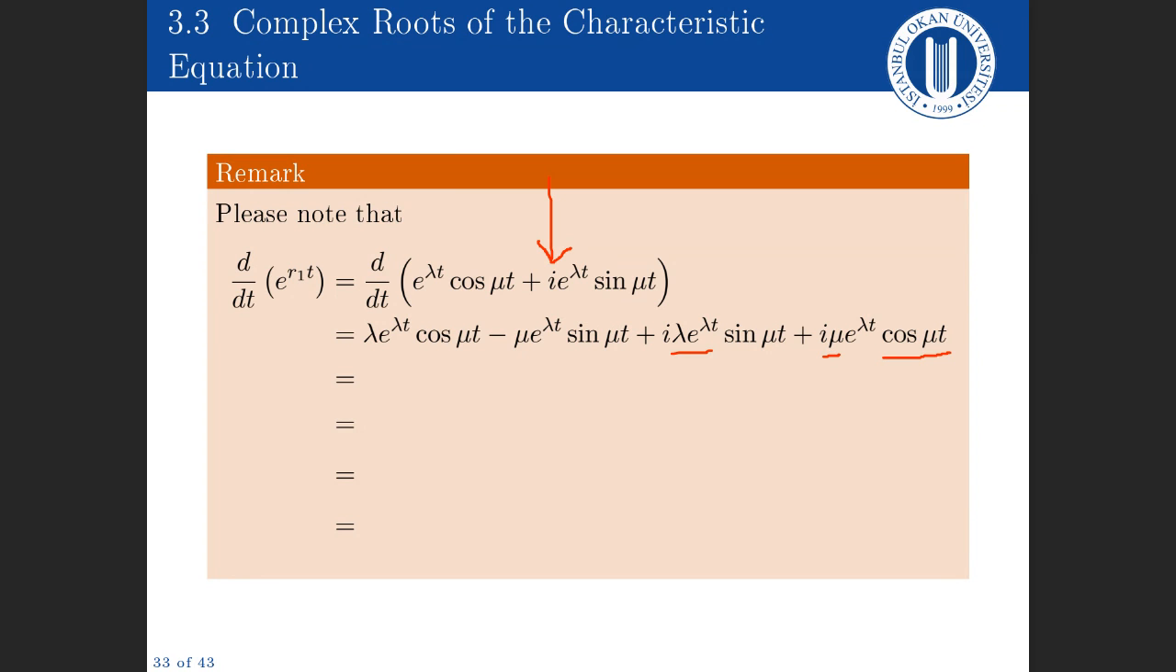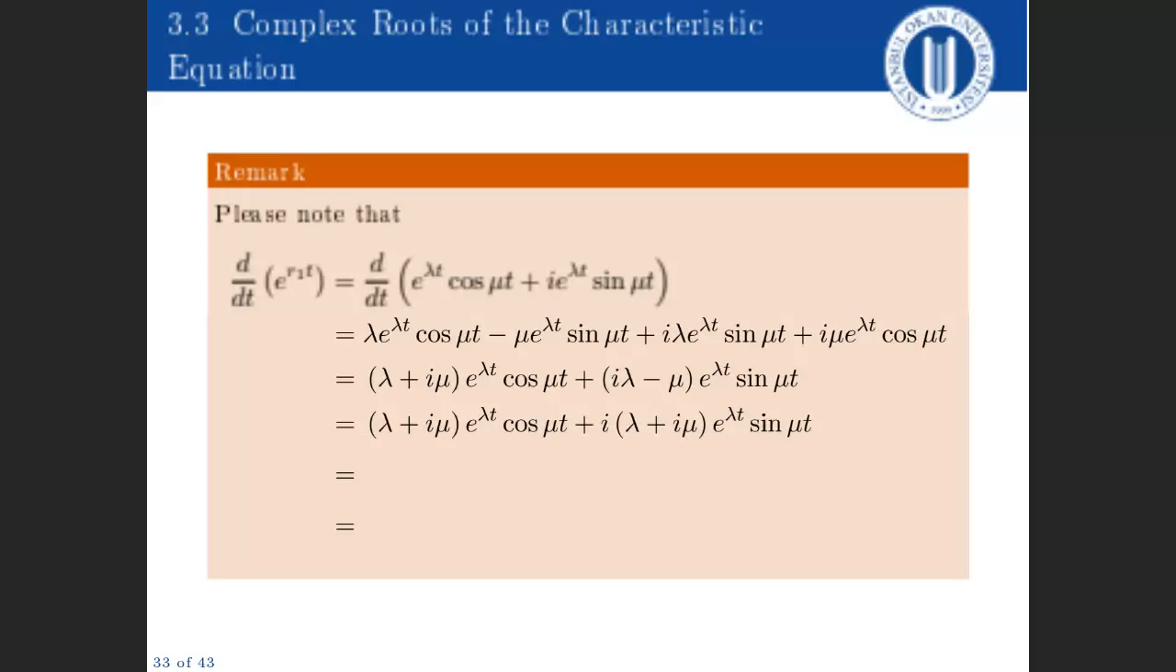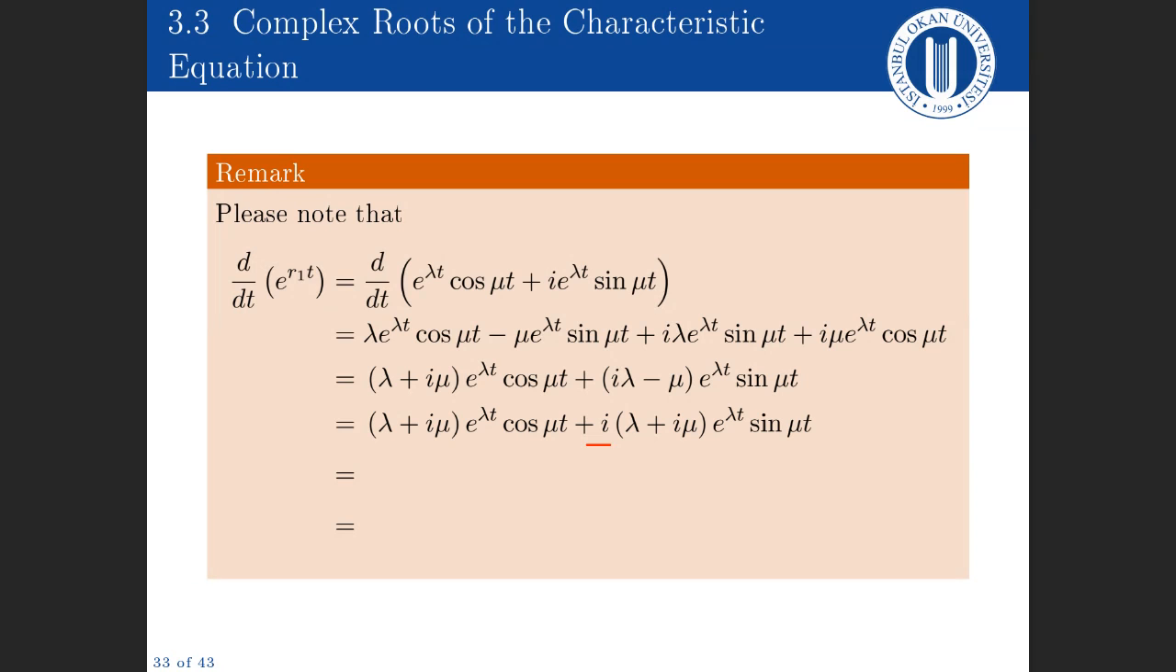Let's simplify this. First, let's put the cos terms and the sine terms together. Lambda plus i mu, e to the power lambda t cos mu t, plus i lambda minus mu, e to the power lambda t sine mu t. What can we do next? Well, there's a minus here. And let me just remind you that minus 1 is the same as i squared. So we could imagine that we have plus i squared just here. And then we could factor out an i to get one i on the outside and one i on the inside. This term is the same as i multiplied by lambda plus i mu.